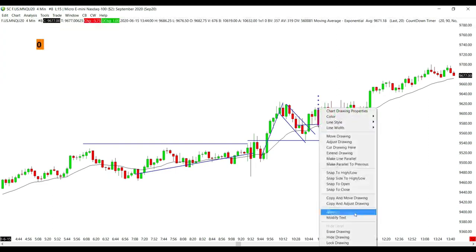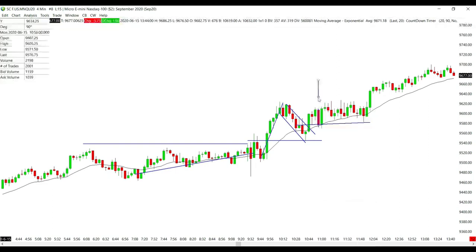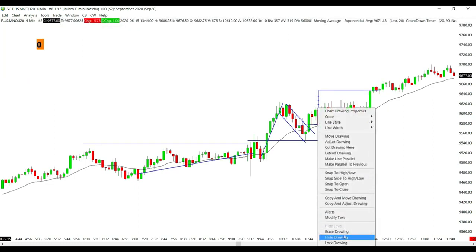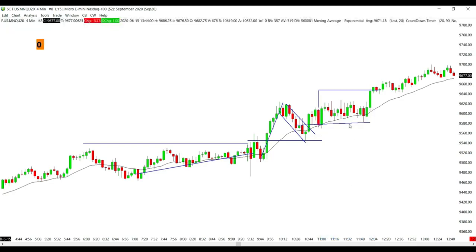So let's say a 1-to-1. Let's measure this real quick. Let's say your 1-to-1 is somewhere around here. So we didn't get to that 1-to-1 yet. So you're waiting, and you see the market consolidating, not doing anything. So you're waiting, you're waiting, you're waiting.